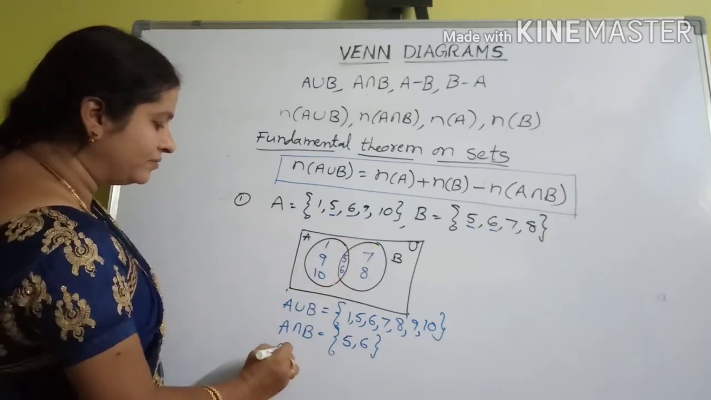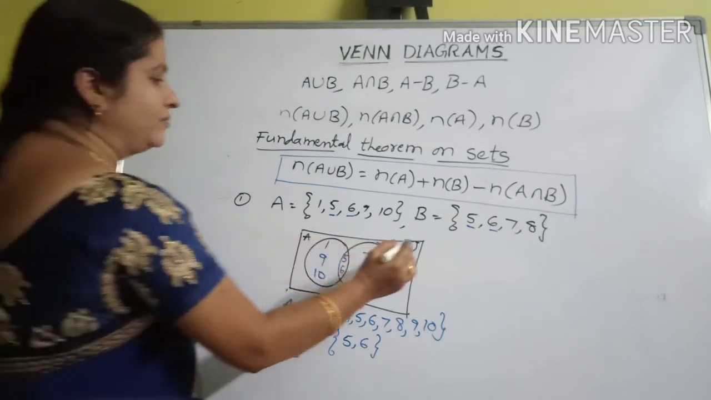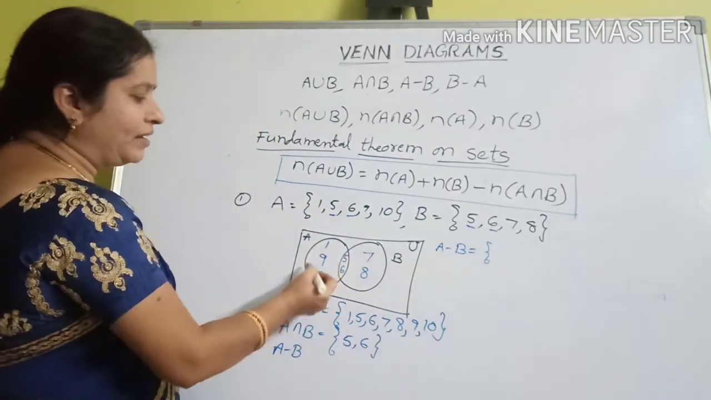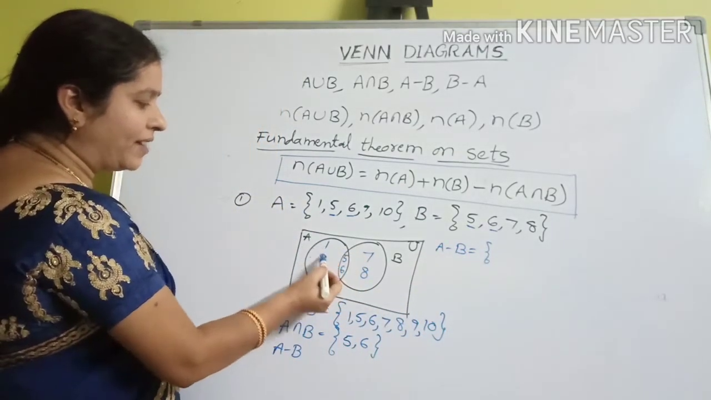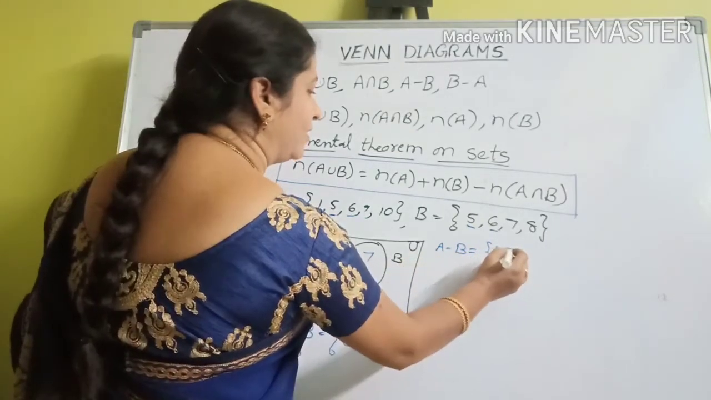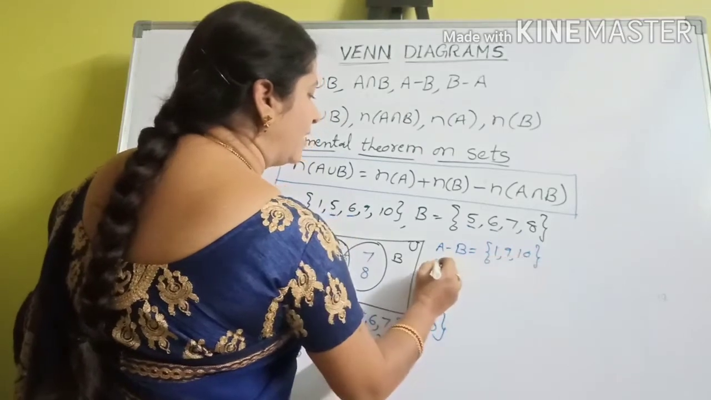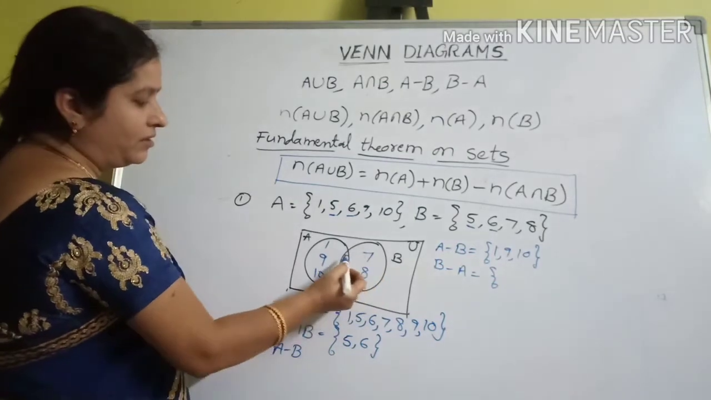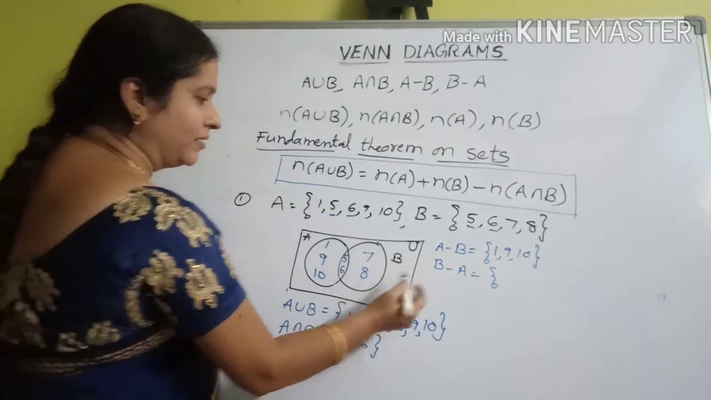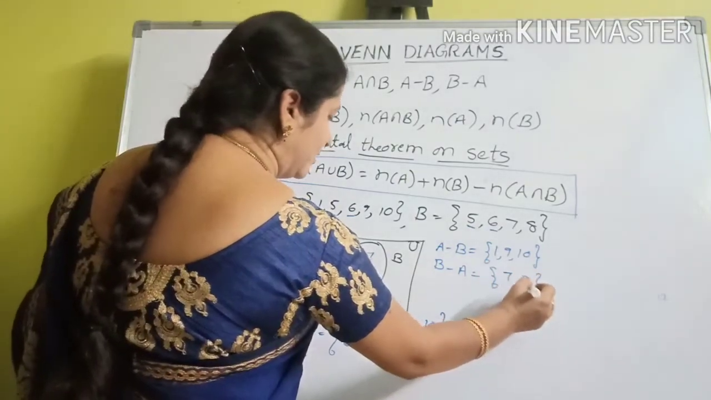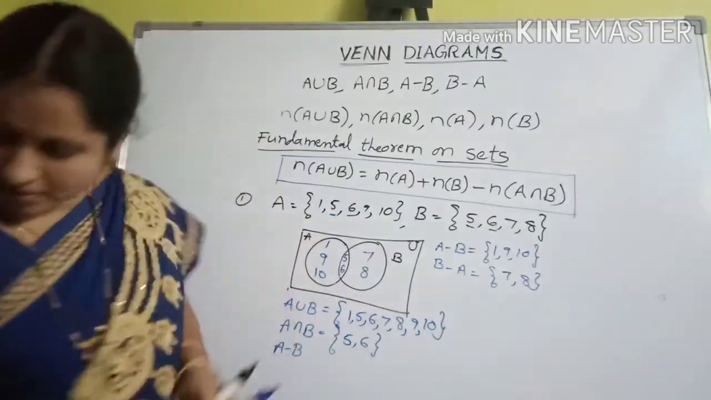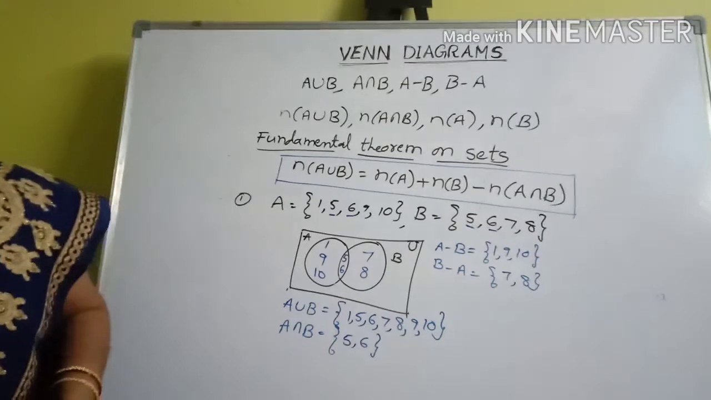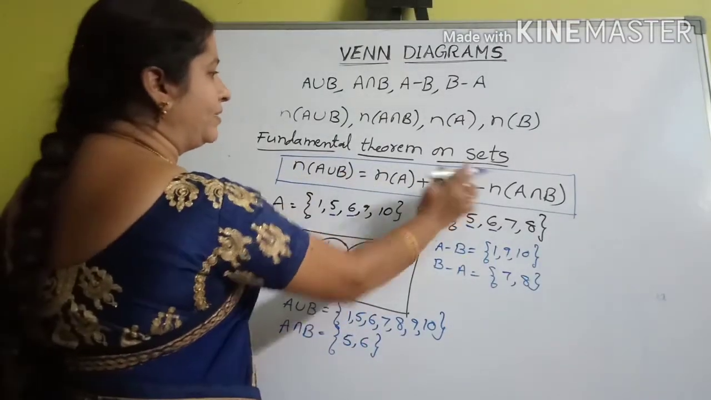A minus B value. A minus B equals only the elements in A. What are the only elements in A? 1, 9, 10, the set of 1, 9, 10. B minus A means only the elements in B. So 7, 8. 7, 8 is only in the B part. So these are the four values by using the Venn diagram. Now check the relation between these four.